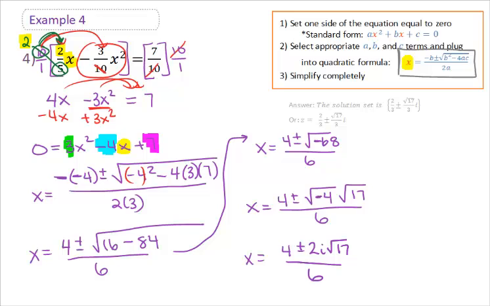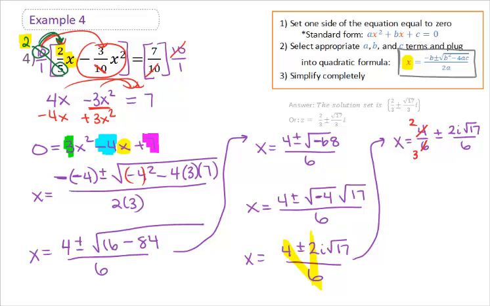Now I can divide the 4 and the 6 because I can also divide the 2 and the 6. Remember, you must divide all of those at the same time. Now I like to split it up so it makes it more obvious. That's the way that we have to do it. So we have 4 over 6 plus or minus 2i root 17 over 6. 4 divided by 6, divide each of those by 2. 4 divided by 2 gives me 2. 6 divided by 2 gives me 3.